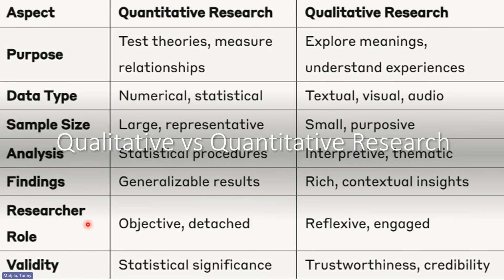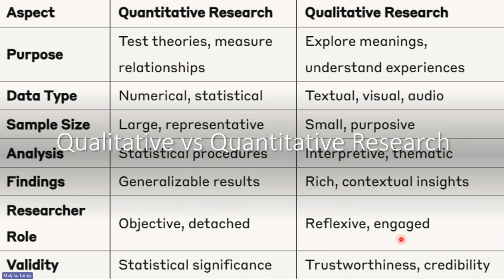So if you are doing quantitative research, obviously it is objective and you will be detached. But then your role as a qualitative researcher is always reflective, and you are almost engaged. And that is why also in data analysis, you are involved. You can infuse your own interpretation. So that is one of the differences with quanti and quali.